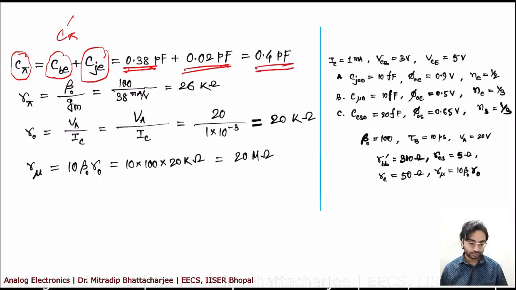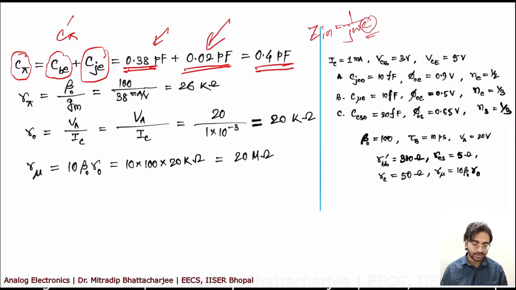Now if you see, the value of diffusion capacitance is higher, but which one is dominating? If you think from the Z in perspective, that is the impedance perspective, that is 1 by j omega C. So C high means your Z is low. From that perspective, your junction capacitance is dominant from the impedance perspective. However, value wise, your diffusion capacitance is higher. So this is what we should keep in our mind.